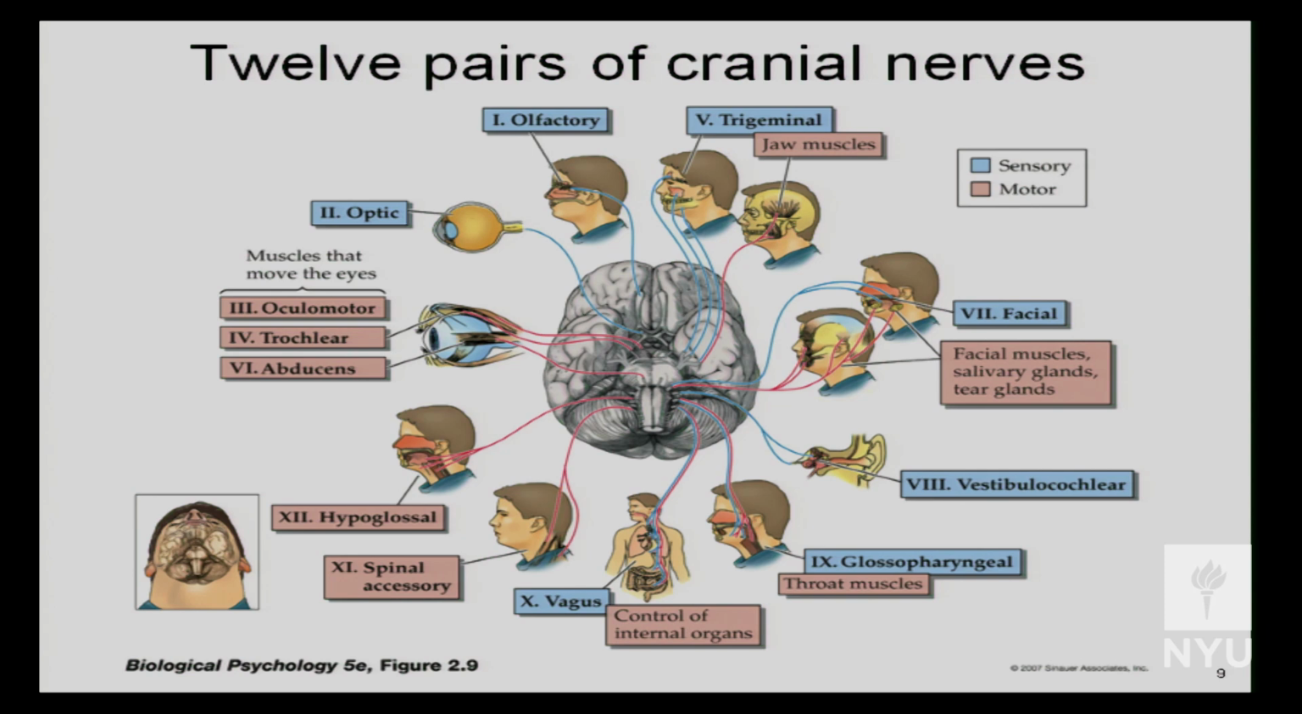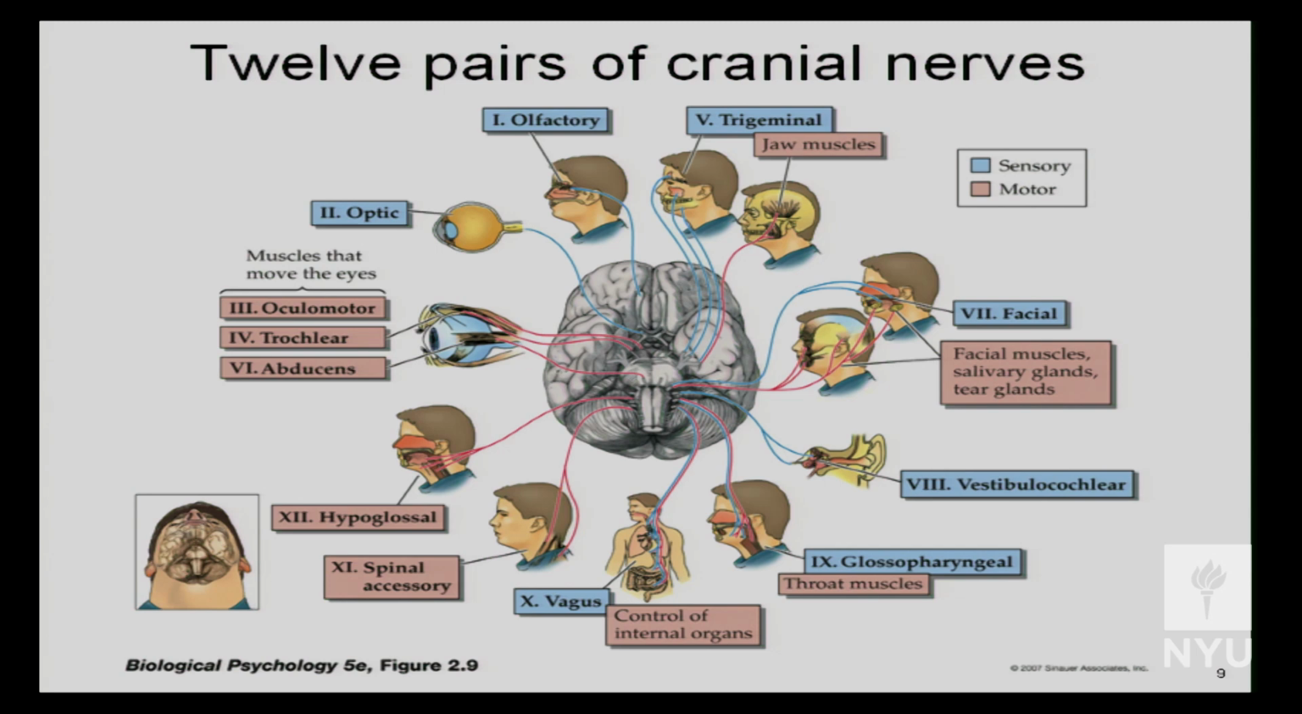Your salivary glands are modified muscles, and very important for digestion, as well as motor output to your tear glands that allow you to cry. Okay, so that's seven.